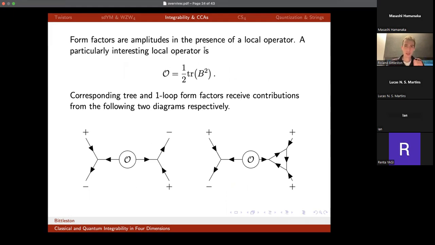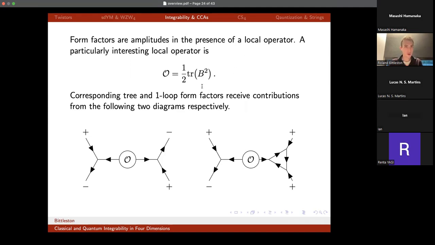So what's a form factor? It's just an amplitude in the presence of a local operator. Let me give you an example. It's a very simple operator we might write down in self-dual Yang-Mills: just the square of this Lagrange multiplier field B. This is a very interesting operator because it turns out if you add this to the action of self-dual Yang-Mills, it turns it into full Yang-Mills. Now, of course, to get full Yang-Mills, I have to be able to insert that operator. I deform the action in the exponential, which means in the path integral, I have to be able to insert it as many times as I like. A form factor is an amplitude in the presence of a single local operator.